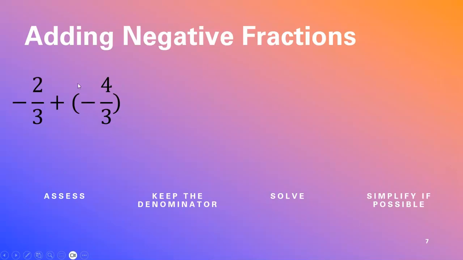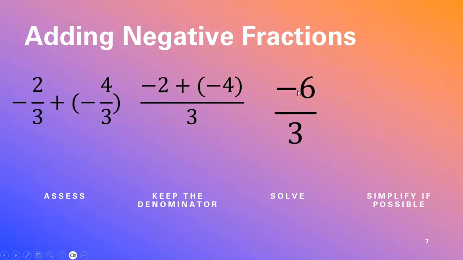Again, adding negative fractions. Now both of these are negative, so negative 2/3 plus negative 4/3. Our denominators are the same, so we add our numerators. Negative 2 plus negative 4 gives us a negative 6. And you can actually divide negative 6 by 3, which gives you a negative 2, a whole negative 2, and it's not a fraction. Or if you wanted to keep it a fraction, it could be negative 2 over 1.